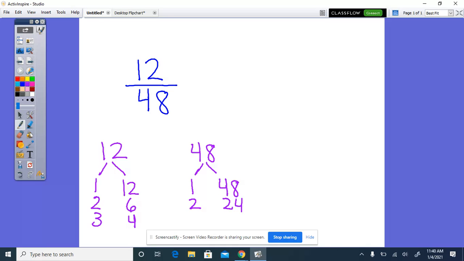Does 3 go into 48? If I'm not sure, I can solve that. That's a terrible 3. I can solve that out on the side, just to double check, because we know how to do long division.